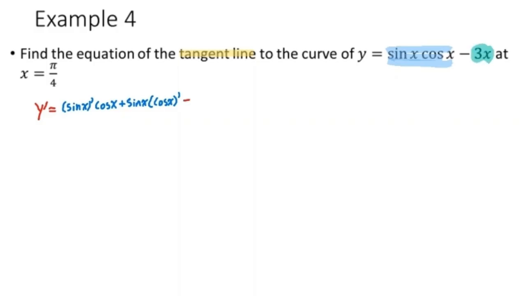Now we take the derivative of our second term, which is 3x. 3x is a straightforward derivative. Thanks to power rule, the derivative of 3x is 3. Now we'll continue to differentiate our sine x and cosine x, which is cosine x and negative sine x respectively.